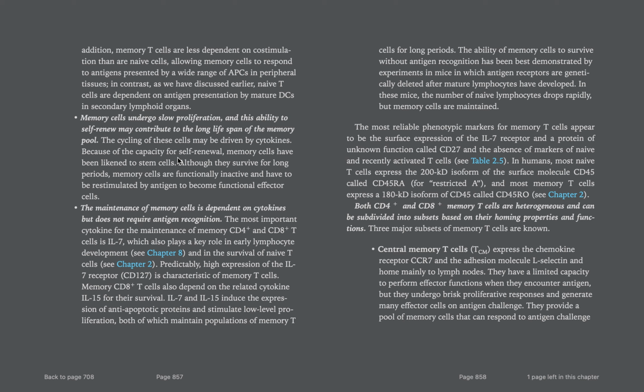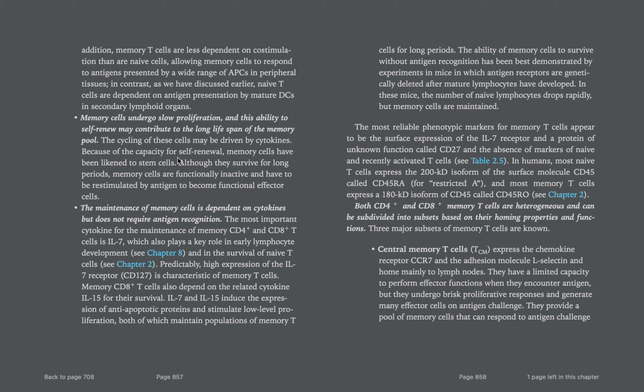In contrast, as we have discussed earlier, naive T cells are dependent on antigen presentation by mature dendritic cells in secondary lymphoid organs. Memory cells undergo slow proliferation, and this ability to self-renew may contribute to the long lifespan of memory. The cycling of these cells may be driven by cytokines, because the capacity of self-renewal in memory cells has been linked to stem cells.